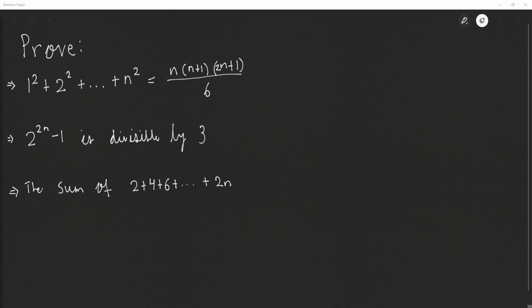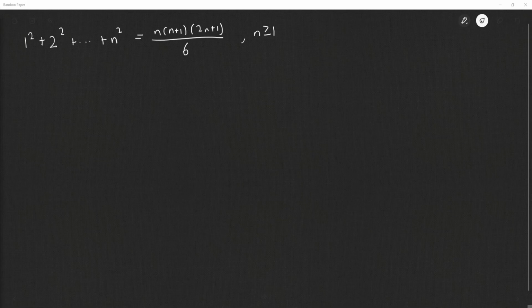Hello and welcome back. Today we're going to be going over 3 classic math proofs. So today we're going to prove the formula for the sum of the first n squares, that 2 to the power of 2n minus 1 is always divisible by 3, and the formula for the sums of the first n even numbers.